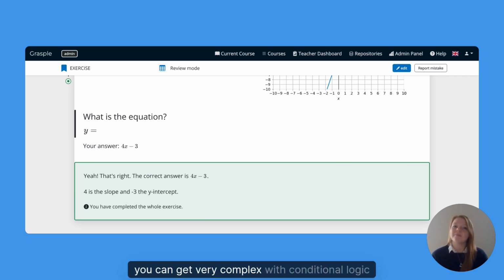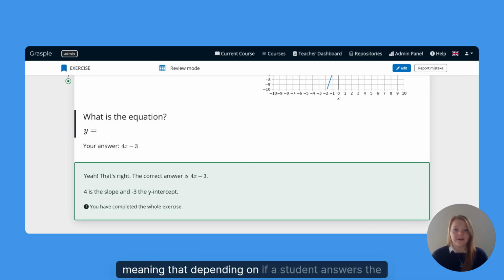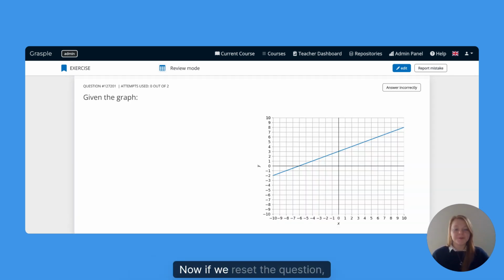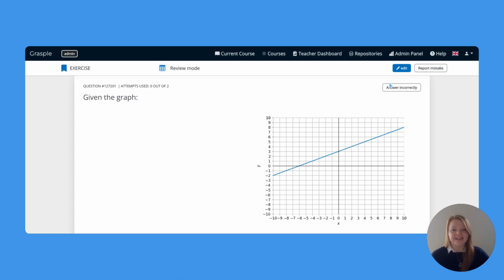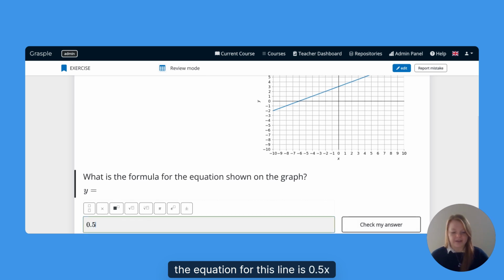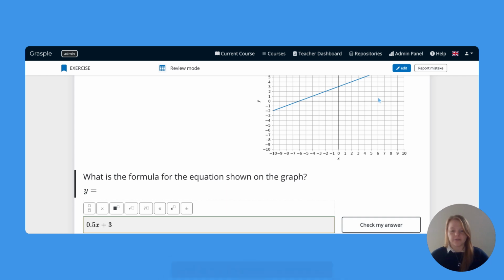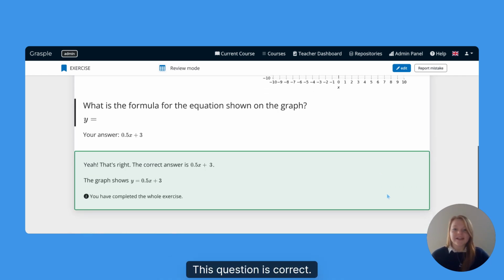However, you can get very complex with conditional logic questions and have conditional logic even within the sub-questions, meaning that depending on if a student answers the sub-questions incorrectly or correctly, they can then be shown a different branch. Now, if we reset the question, let's see what happens if the student answers the first question correctly. So we already said that the equation for this line is 0.5x, and the y-intercept is positive 3. Check my answer. This question is correct. Fantastic.